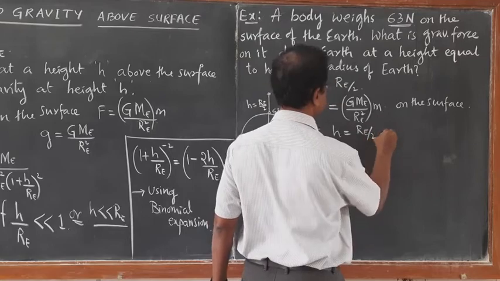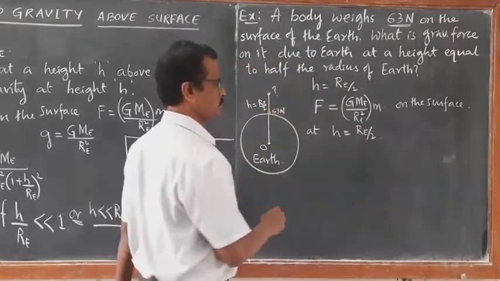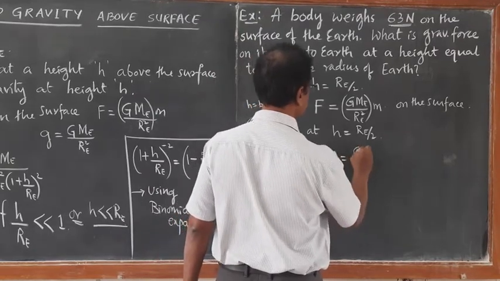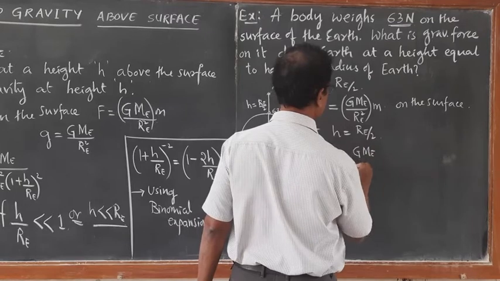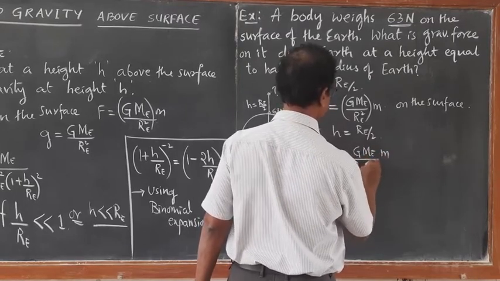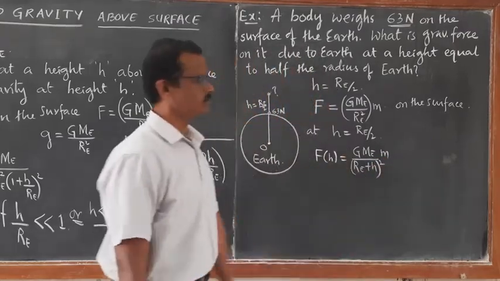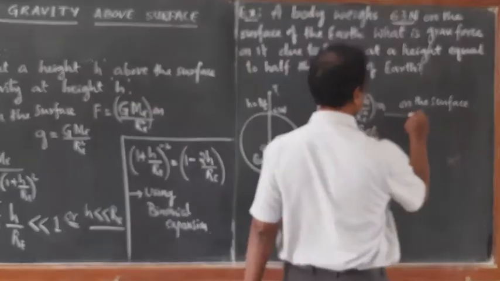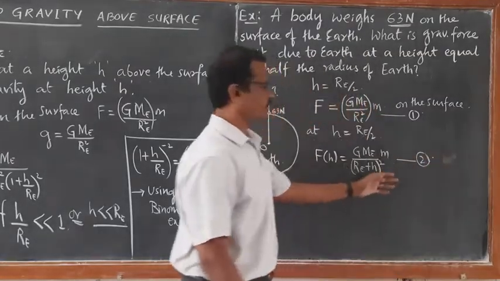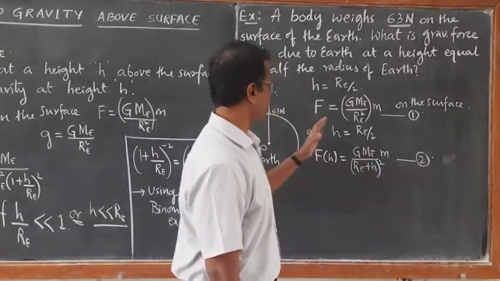What is the force we want to calculate? So I will write directly Fh is equal to G Me m upon Re plus h whole square. Call this equation 1 and this equation 2. Dividing equation 2 by equation 1.